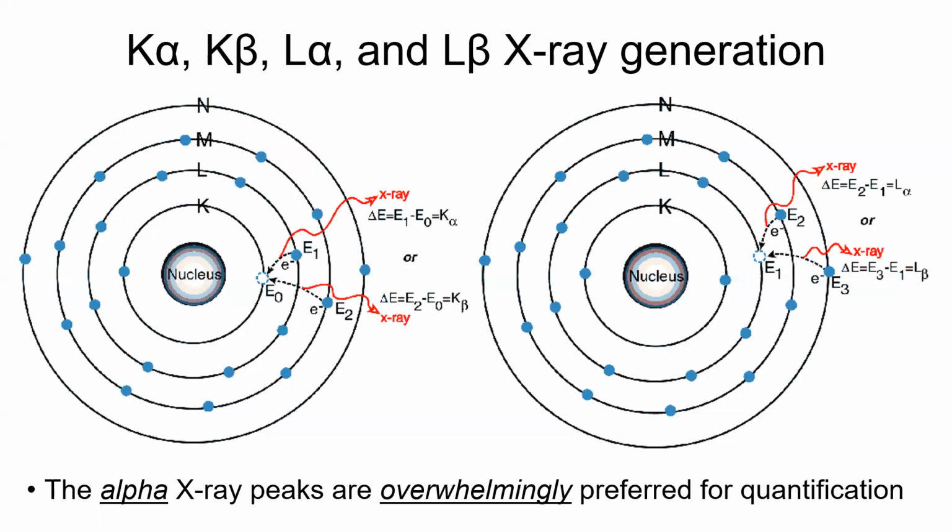Although, technically, you could do the quant with, say, a beta peak if you wanted to for some reason. Maybe you have a really bad overlap or some sort of extenuating circumstance. You could use a beta peak, but the vast majority of the time, you would be doing quant with an alpha peak.